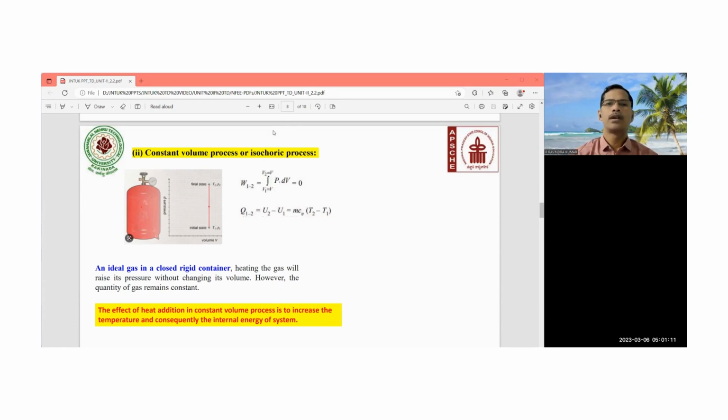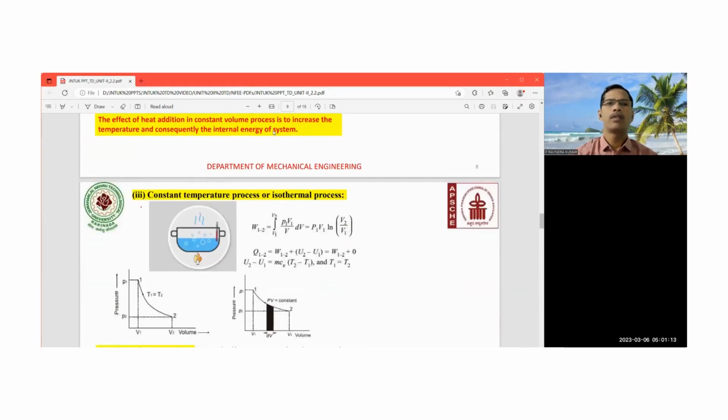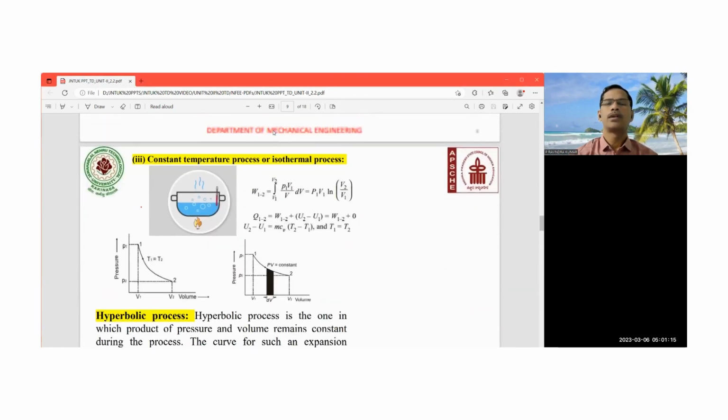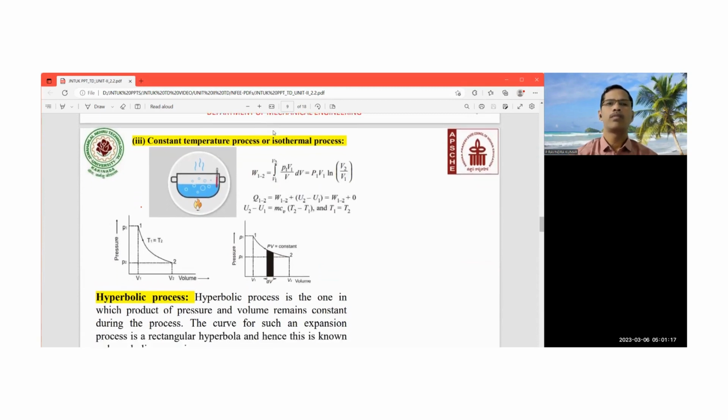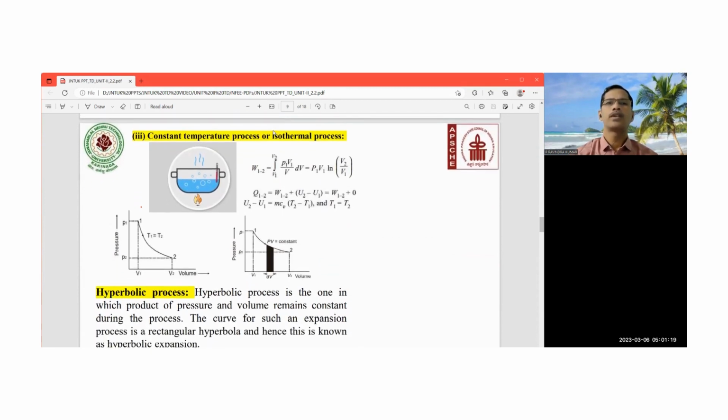Next one is the isothermal process. So in an isothermal process, the equation, that is PV to the power of n is equal to constant. In this one, n is nothing but equal to 1. It is the isothermal process.